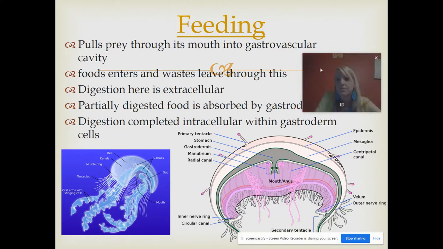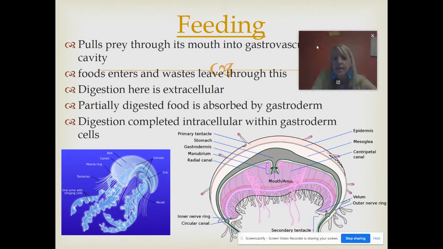Partially digested food is absorbed by the gastroderm. The gastroderm is the layer that basically surrounds the gastrovascular cavity. Digestion is completed intracellularly inside those cells. So in the space, it's extracellular. Get it? Because it's outside the cells. It's in the space. Extra means outside. And it's intracellular when it's inside the gastroderm cells. Okay, so it does both: extracellular in the gastrovascular cavity and intracellular in the gastroderm cells. Hopefully that makes sense.